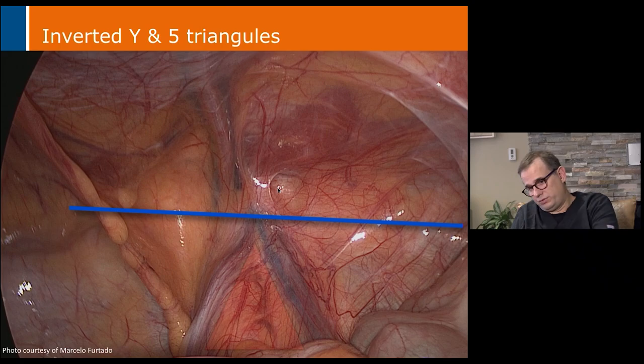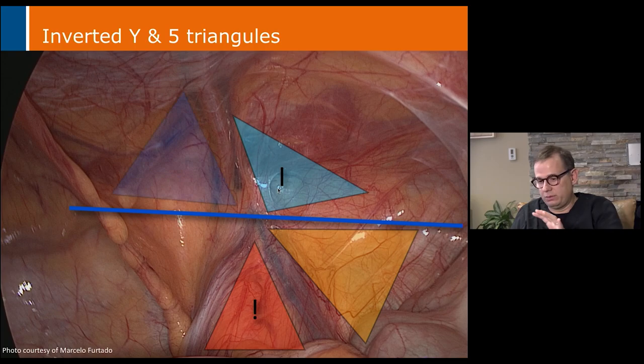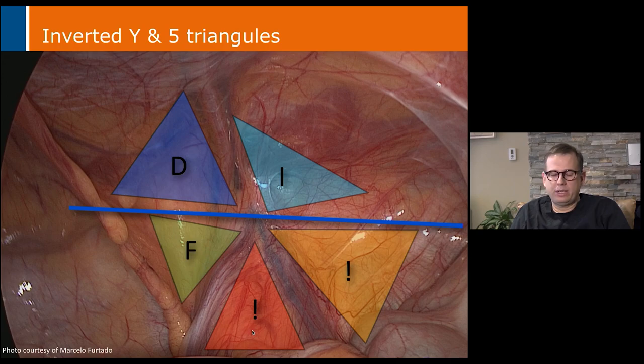We draw the line that divides the field anterior and posterior, and we can check out the five triangles. Again, doom or death triangle, external iliac vessels, pain triangle with the nerves, indirect hernia triangle, direct hernia triangle or Hasselbach's triangle, and femoral triangle, where you have the crural or femoral hernias.